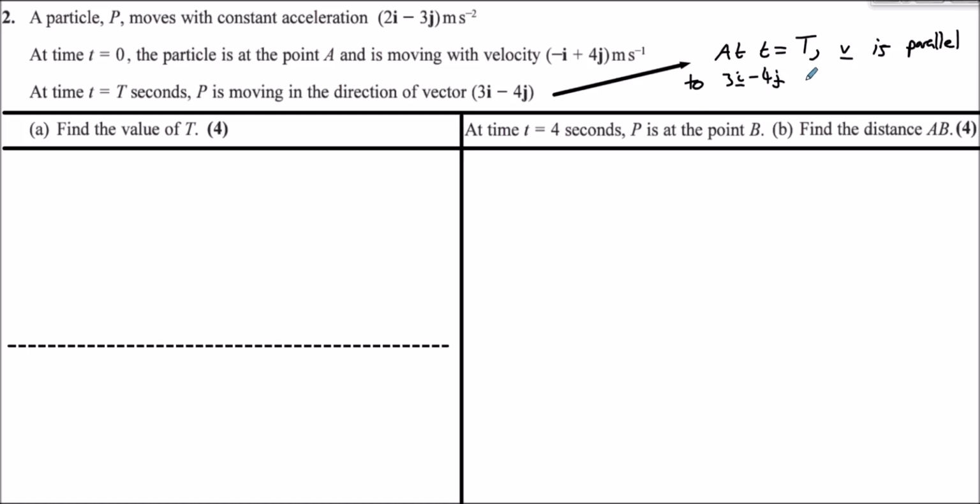So, in other words, if the velocity at time T is going in a direction parallel to 3i minus 4j, then velocity will be some scalar multiple of 3i minus 4j. So I'm going to make a note of this to return to later. So due to that piece of information, we can deduce this.